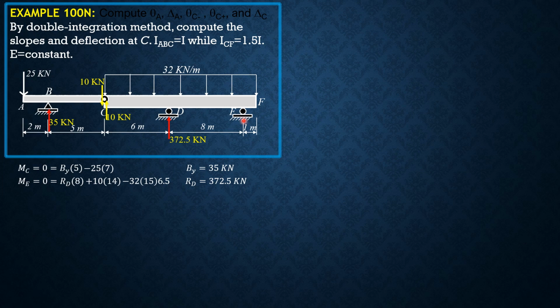And finally, for R_E, we just sum up forces in Y equals 0. It is equal to 10 plus 372.5 plus R_E, then minus 32 times 15. So R sub E is equal to 97.5 kilonewtons. Then we now set up the differential equation of portion AC.